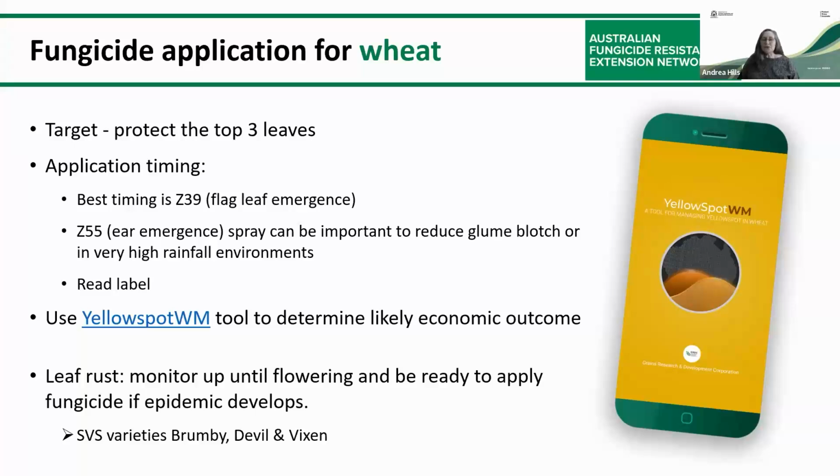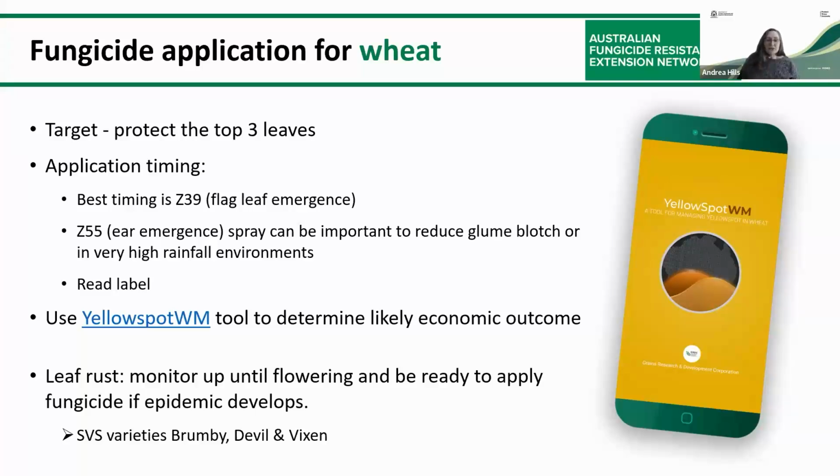And if yellow spot's your enemy, well, DPIRD have put out this app. You can see a little decal of it on the right here. And that's the yellow spot decision tool, and it's very simple to use. You put in crop details, your specific paddock conditions, yield potential, and fungicide options you might look at using, and it will give you a likelihood of what your economic return will be.